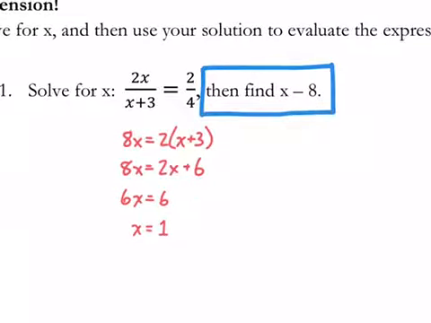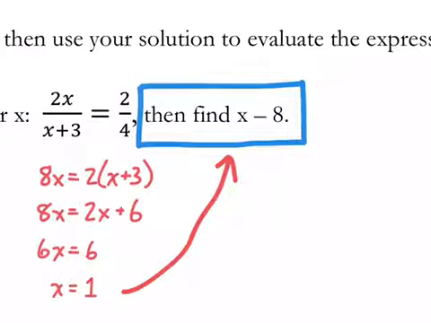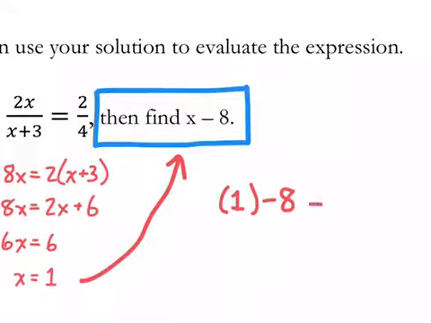Now I'm just going to take that and plug that into this part of the problem, which asks x minus 8. Well, now I know that my x value is 1, so 1 minus 8 is negative 7. So ultimately, this is what we were looking for.